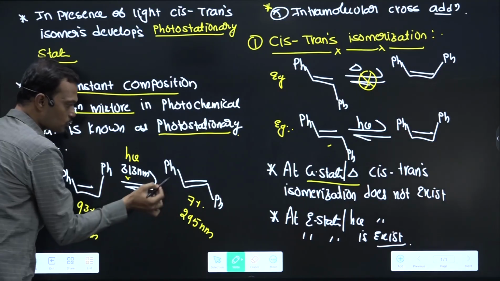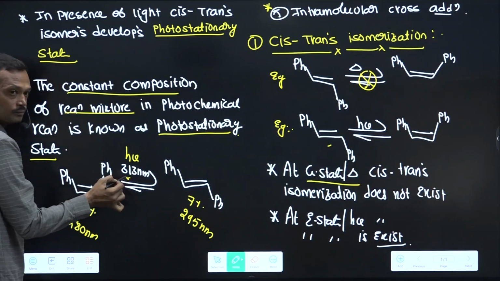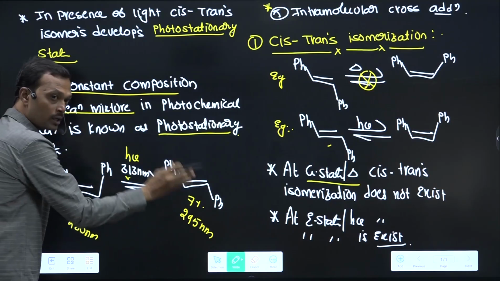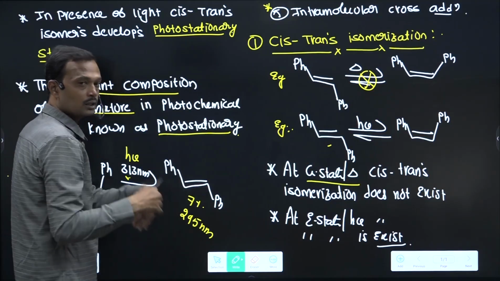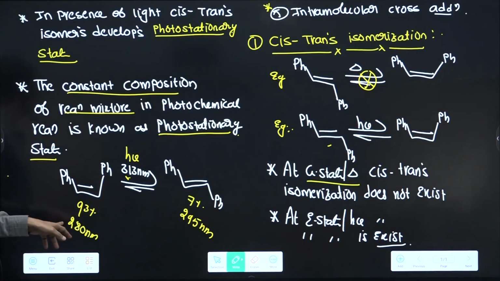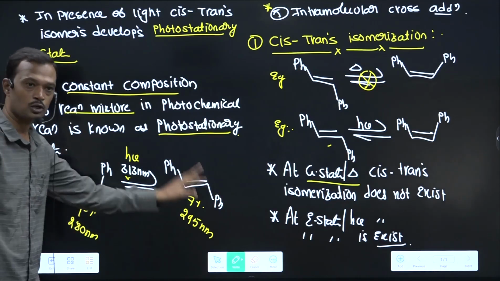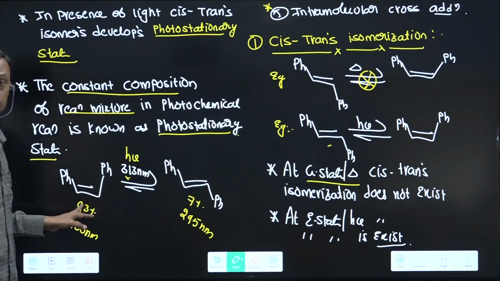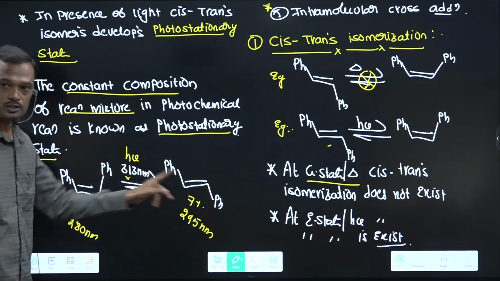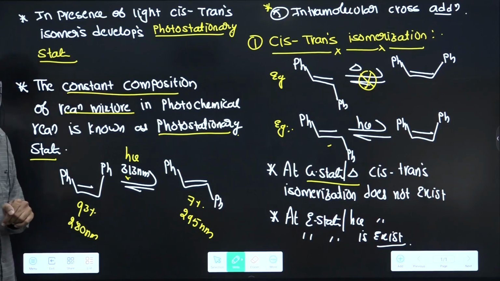The percentage of cis and trans isomers depends on the irradiated wavelength. The applied wavelength is very close to one isomer, so that isomer's percentage decreases, and that amount is transferred to the opposite isomer by interconversion. Here, who is converting? Cis to trans, or trans to cis? Trans is converting to cis. Is cis converted to trans in this one? No.